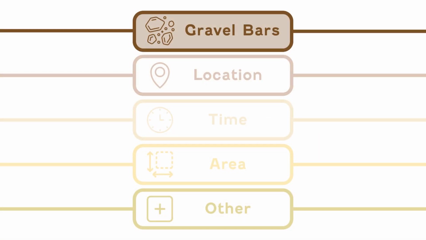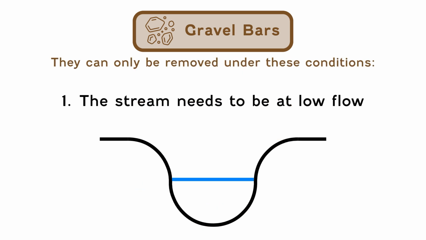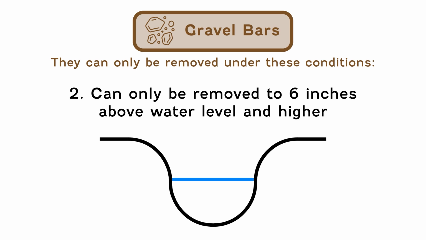What isn't allowed under a GP3? Although you can remove gravel bars, they can only be removed under these conditions. 1. The water flow in the stream needs to be at low flow, meaning that it cannot be done after recent rainfall or during a flood. Number 2. Gravel bars can only be removed 6 inches above water level and higher. This is to avoid digging too deep and changing the shape of the stream bed.